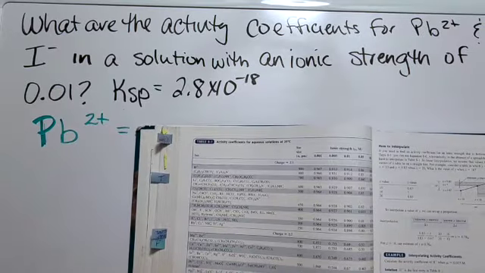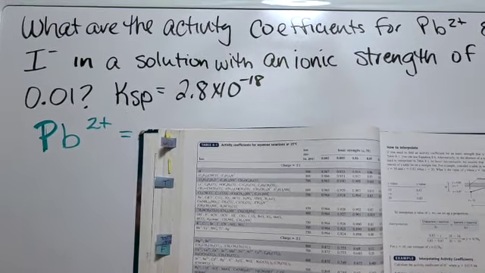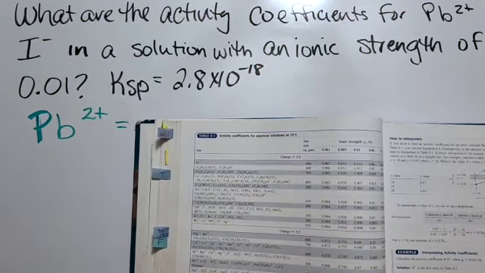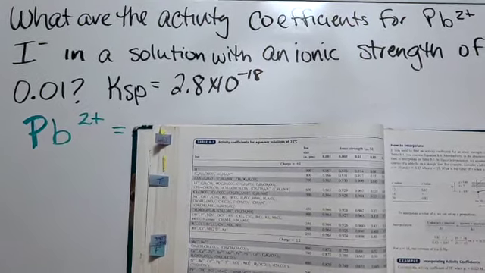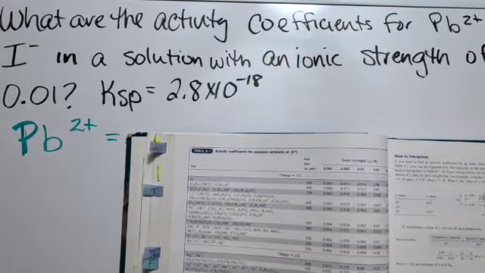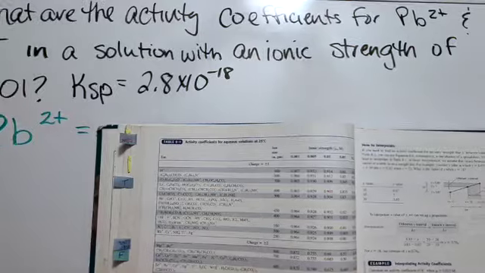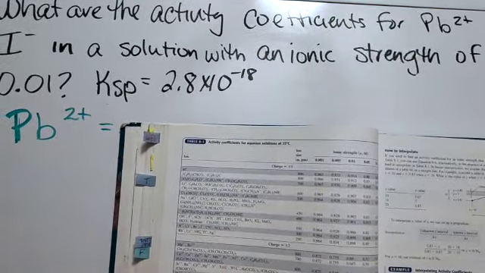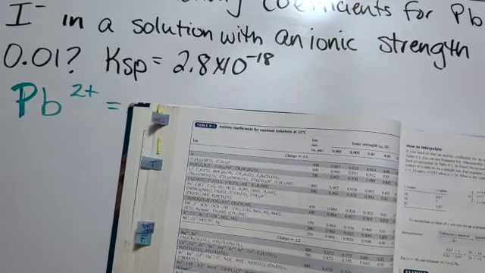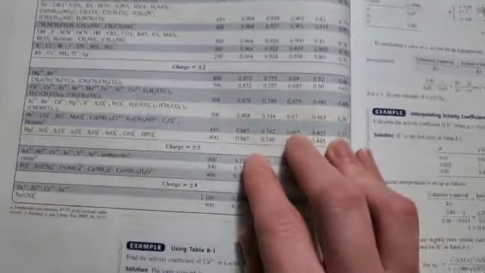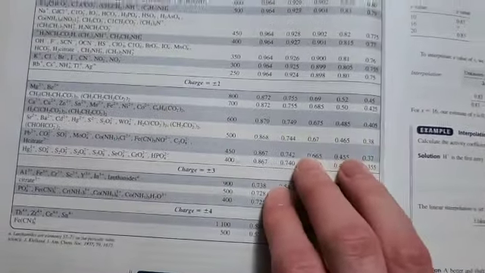So this is one of the questions from the practice quizzes for the material that we covered last week with activity coefficients. I would not be surprised to see this on the next exam. Okay, so it says, what are the activity coefficients for lead 2+ and I- in a solution with an ionic strength of 0.01?